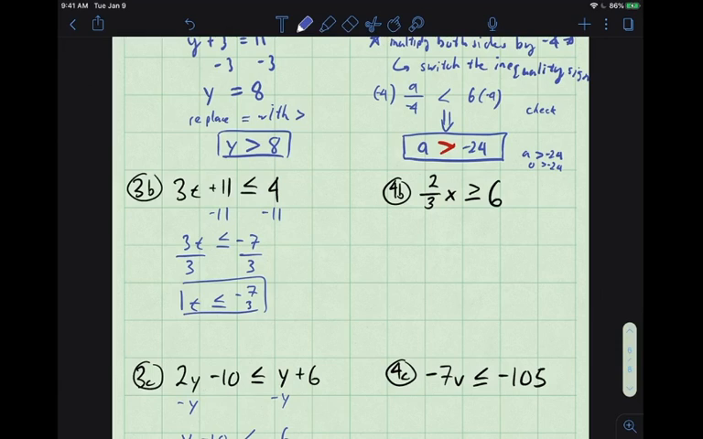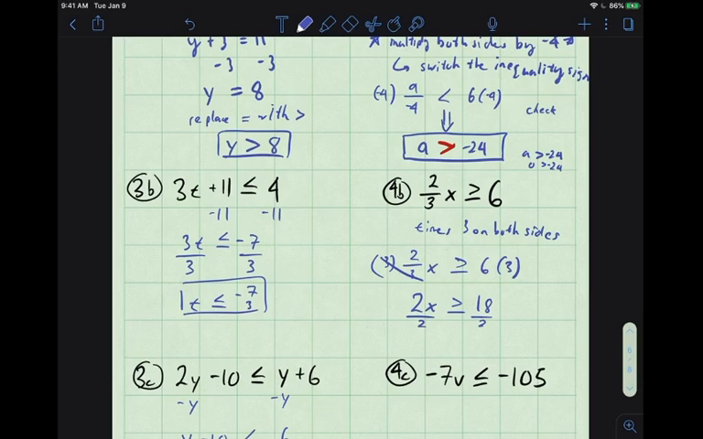I have another instance to show you in 4C, so we can go there. When we're trying to solve and we have a fraction here, you can multiply everything by 3 first. Times 3 on both sides. So then we get 2/3 x times 3. And it's only when you multiply or divide by a negative number do you have to switch the sign. Like here, we leave the sign alone. Divide by 2, x is greater than or equal to 9.